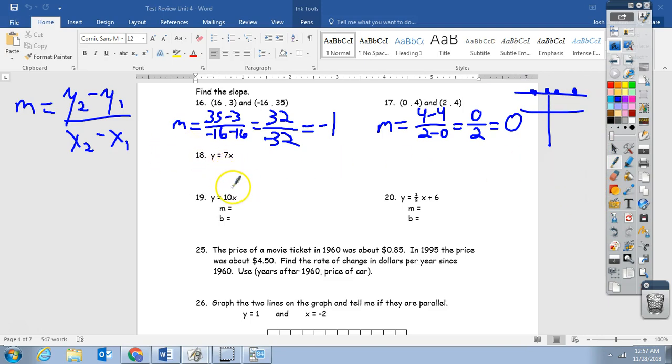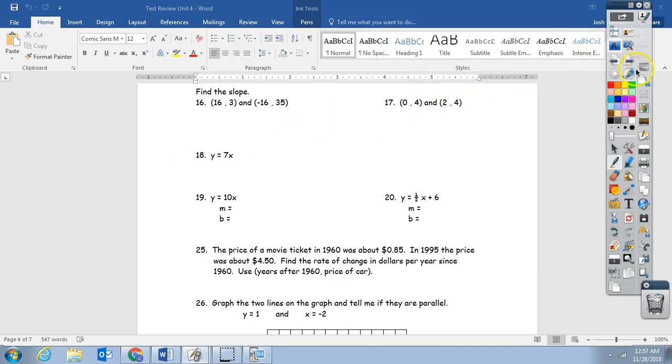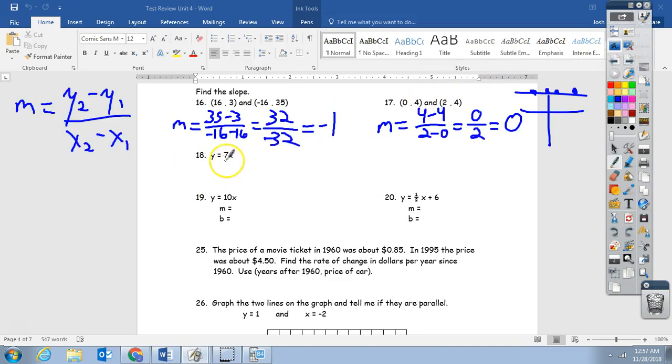Number 18. Remember what I just talked about on the previous page. Y equals mx plus b. The m is the slope. Well, guys, guess what? That means my slope is 7. Done with the problem.